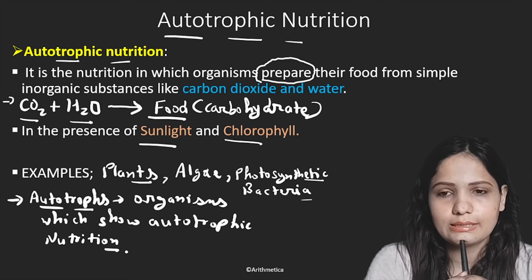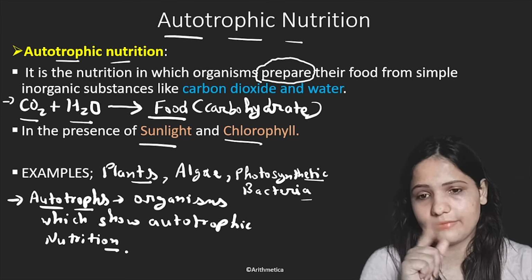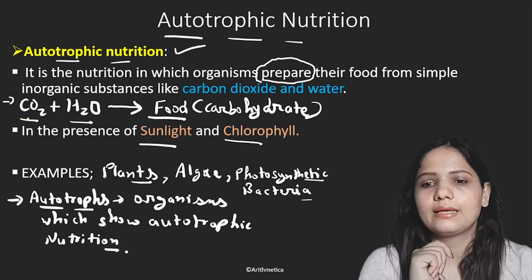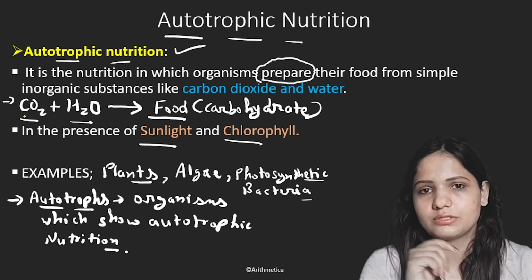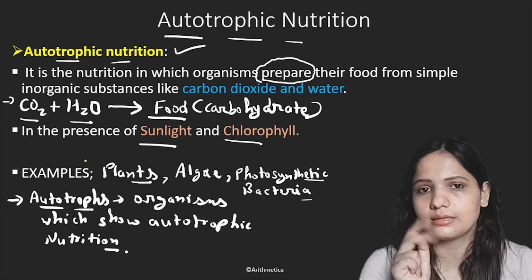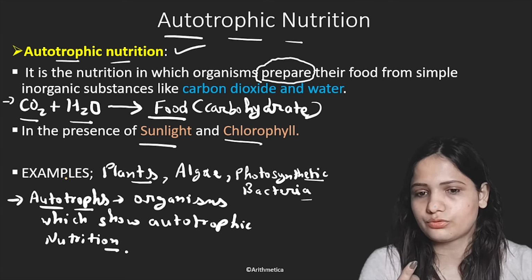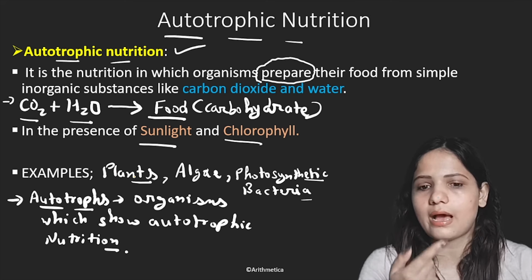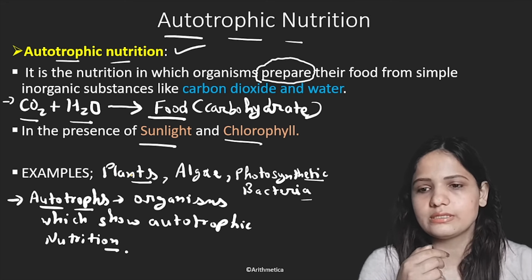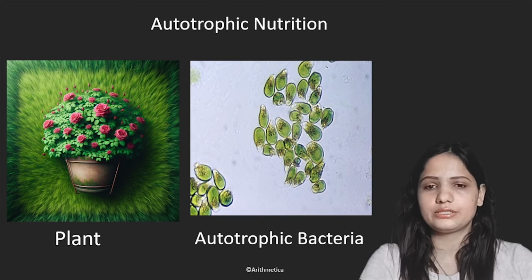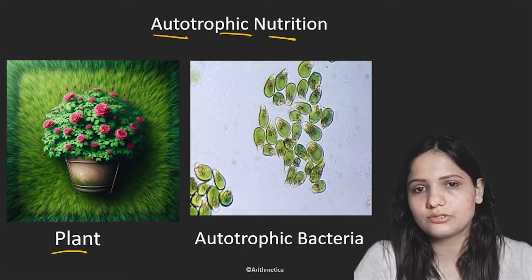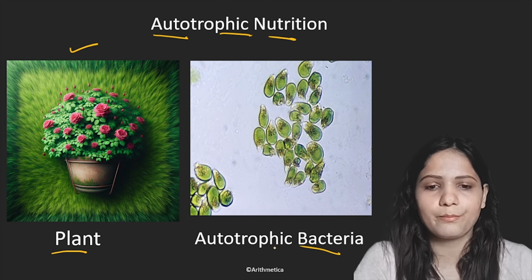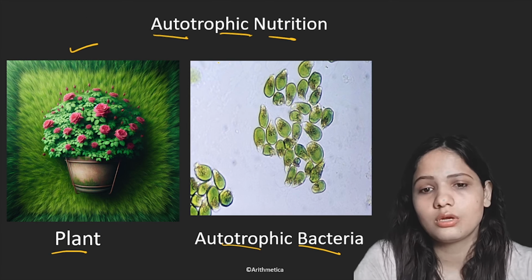What we covered in autotrophic nutrition is the definition of autotrophic nutrition, then how the whole process happens in the presence of CO2 and H2O, the requirements, sunlight and chlorophyll, and autotrophs. What are autotrophs? Autotrophs are the organisms which show the autotrophic mode of nutrition, and examples: plants, algae, photosynthetic bacteria. Here we have autotrophic nutrition examples. All the green plants show autotrophic nutrition, and this is bacteria, the autotrophic bacteria.